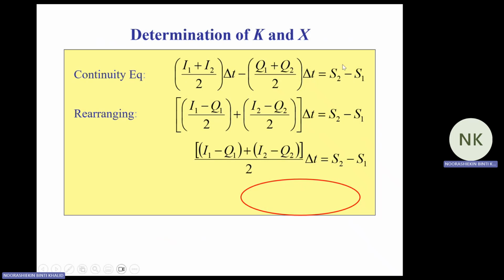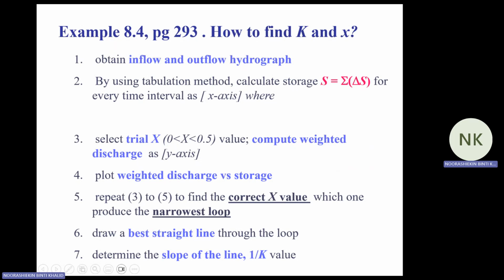So we have a continuity equation. Rearrange it back. This one I1, put Q1 here, and then I2 here. Then I got a rearrangement like this. So we can see from this last rearrangement, this one is I1 minus Q1 plus I2 minus Q2 divided by 2. This one is I minus Q average. And then you have the change of storage.